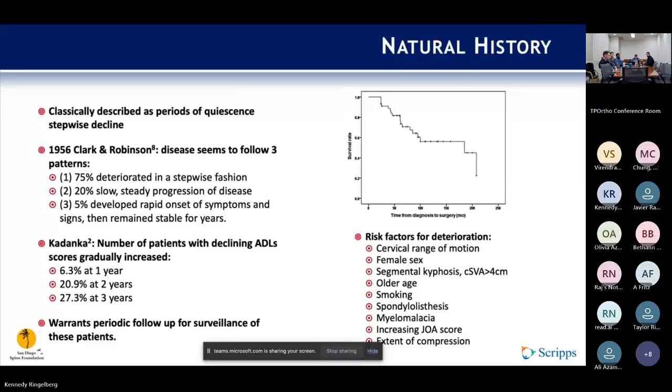stable for a while. Other studies have also described this gradual decrease in function, and all of that is just to say that patients will ultimately decline in their function. It becomes a question of when, which is not well understood. And this plays a role in deciding how to treat these patients. I would just note that risk factors for deterioration include these things listed here, and if any of the patients we're evaluating have any of these, then it may be a reason to get more aggressive with treatment.